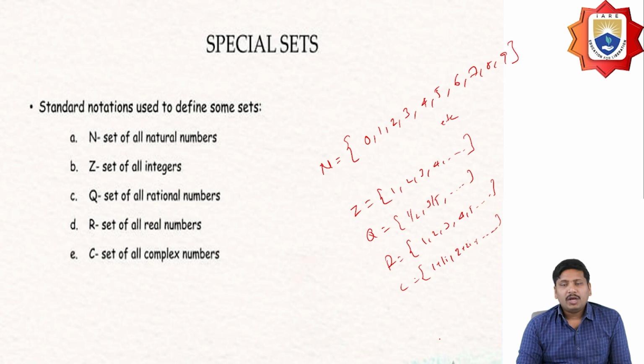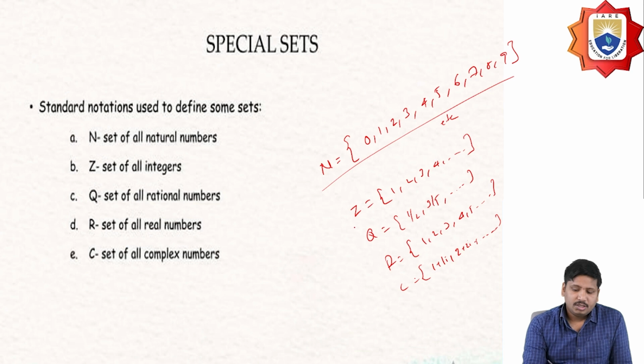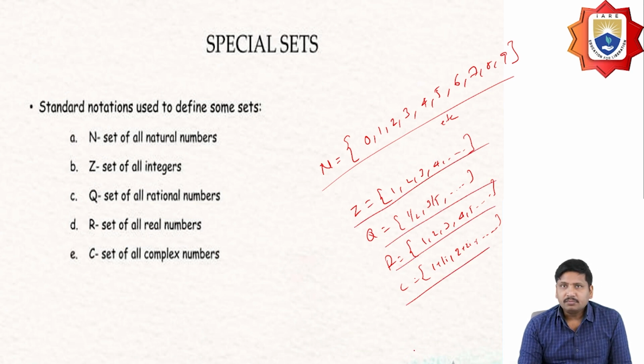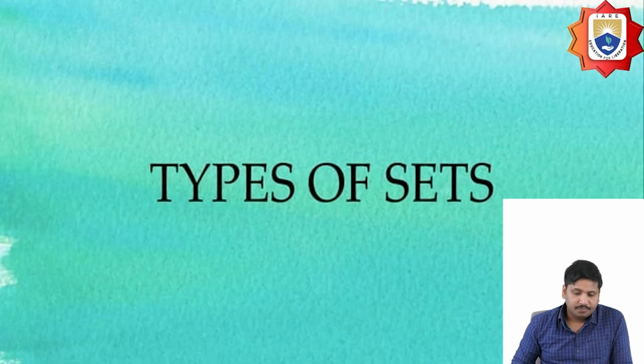Like this, we have some special sets, what we call universal sets, and some standard notations as well: natural numbers, integers, rational numbers, real numbers, and complex numbers. These are the different types of sets we have.